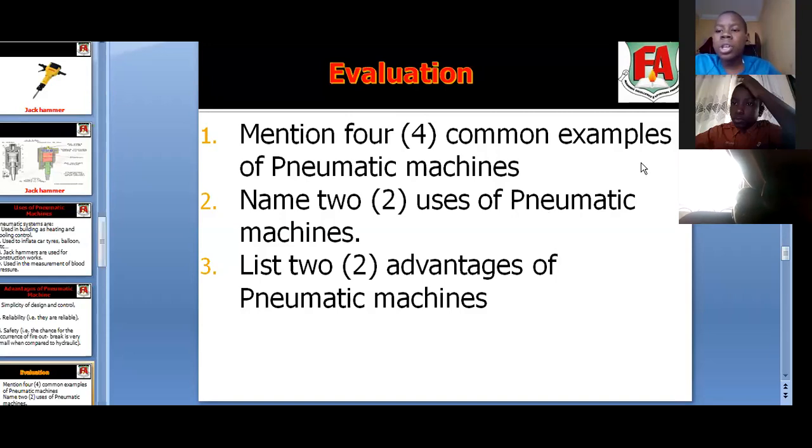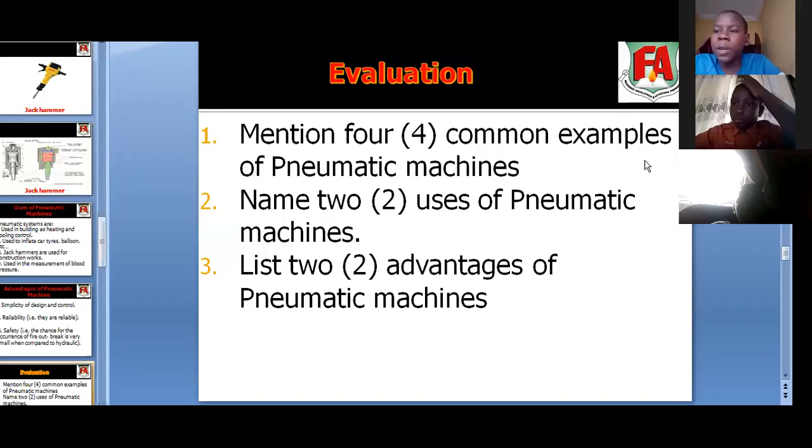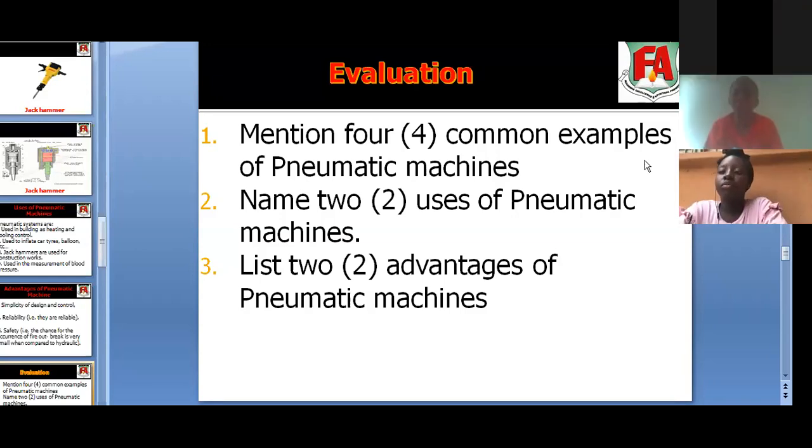It is used to inflate car tires. Correct. Any other person? Sir, it is used to inflate car tires and for construction work. Exactly. Any other person? It's used in measurement of blood pressure. That is correct. All of these are the uses of pneumatic machines.